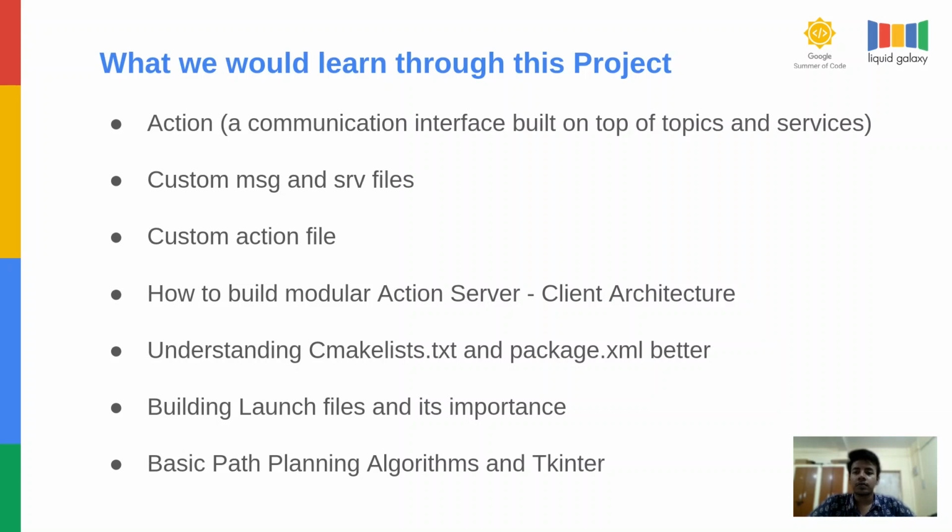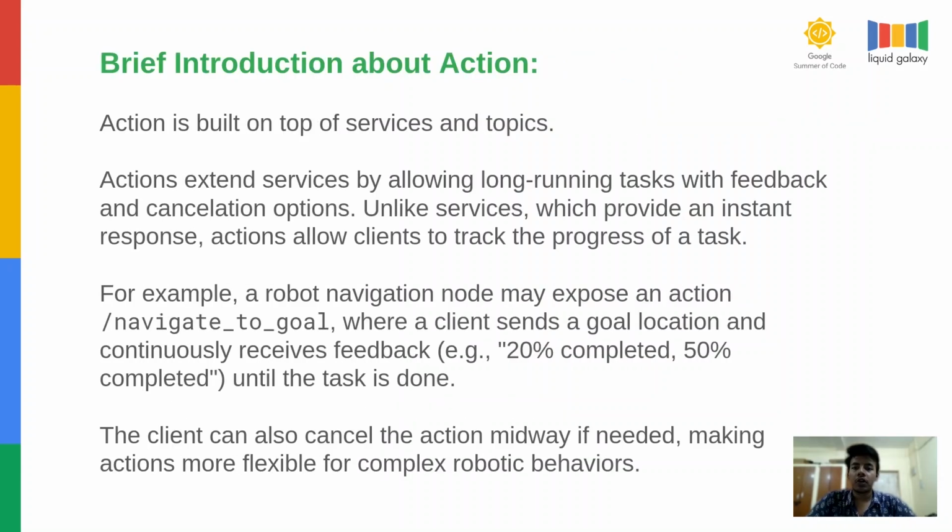So starting with a brief introduction about action. Previously we have seen that services and topics have two very different use cases, right? Services on one hand are one-time running tasks and always provide a response to a request, whereas topics are a continuous data outflow but don't have any such response to verify if our information has reached the subscriber effectively or not. So action solves this problem by building on top of services and topics.